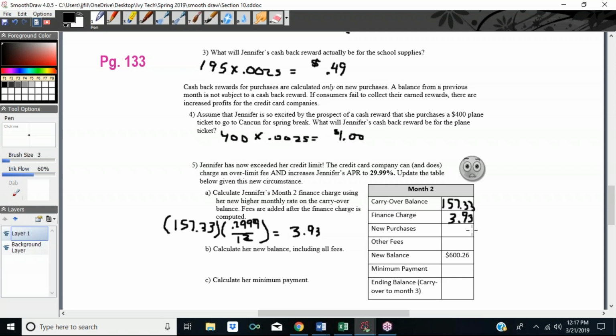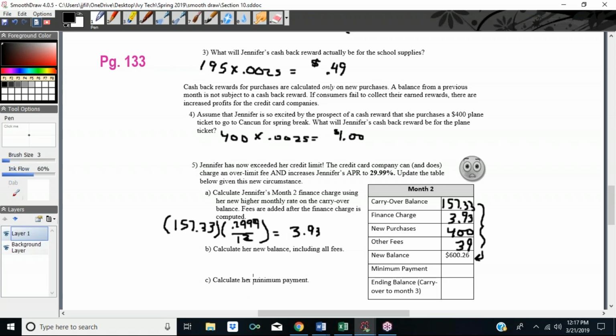393. The new purchases were $400. And whoops, that brought her over the limit, right? So let's see, the over the limit fee was $39. So we're going to put that $39 in there. And these together should get you that new balance of $600.26, and it does.